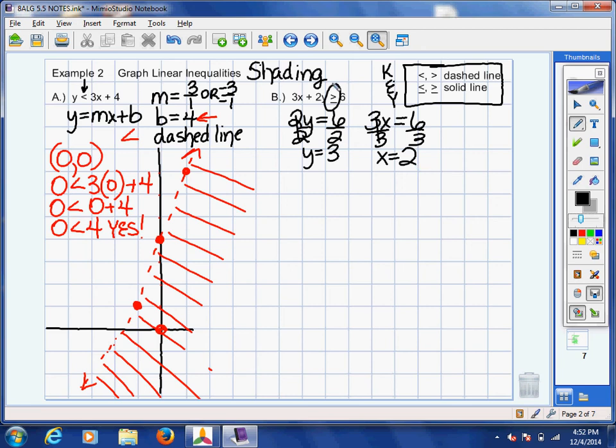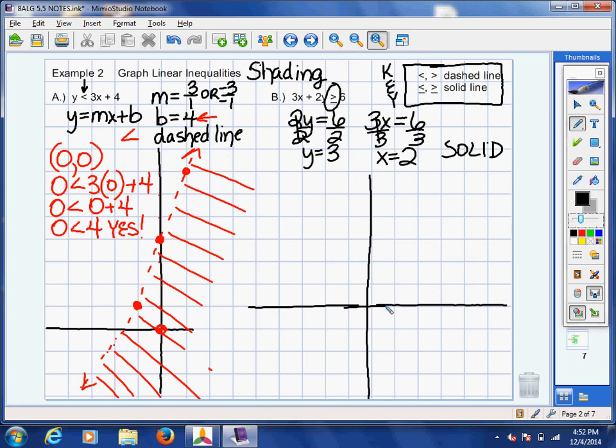Now let's look at that inequality symbol. That's a greater than or equal to. So that tells me solid line, okay? Solid line. Let's get this thing graphed. Let's see what's going on here. All right, there we go.